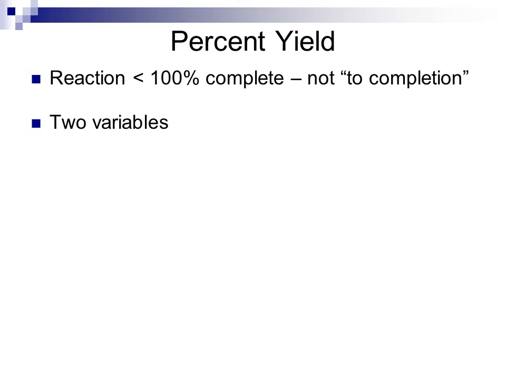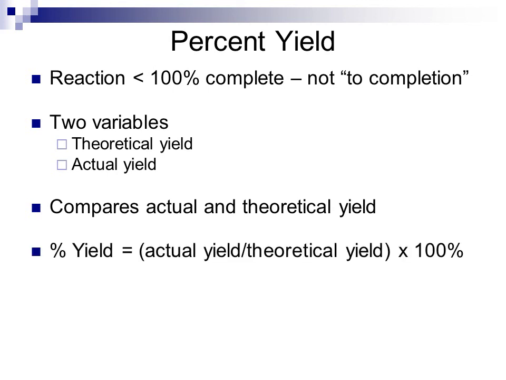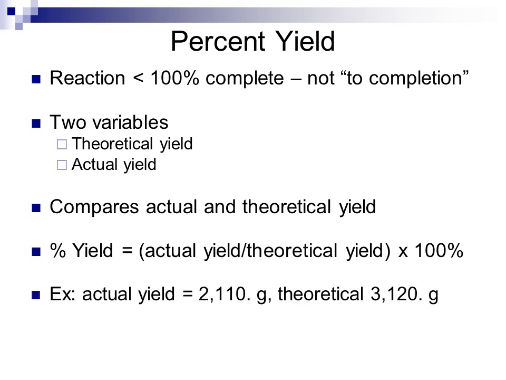Now, the two variables involved in percent yield are the theoretical yield, which is based on our stoichiometry. If I have a certain mass of something, I can calculate how much of a product I expect to get out of that mass by the means we just did a little while ago. That gives us a yield that we expect to get in theory. The actual yield is the measured yield we get from finishing the reaction. So the percent yield will compare the actual yield and the theoretical yield. The percent yield is the actual yield divided by the theoretical yield multiplied by 100%.